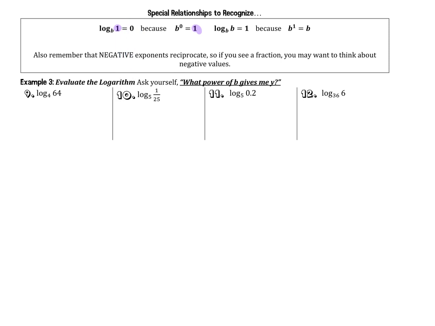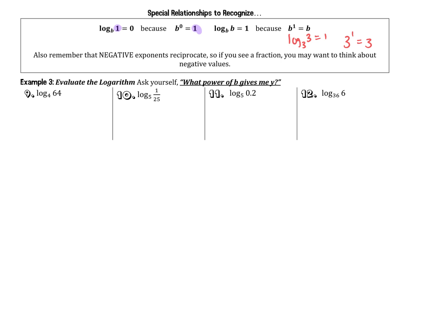The next relationship to recognize is if you see the same number in both places, what exponent takes us from b to b? Well, that's going to be 1. B to the power of 1 is going to give me b. 3 to what power gives me 3? That's always going to be 1. So let me write that example down. Log base 3 of 3 is going to equal 1 because 3 to the first power is equal to 3. So thinking about it in exponential form is really helpful.